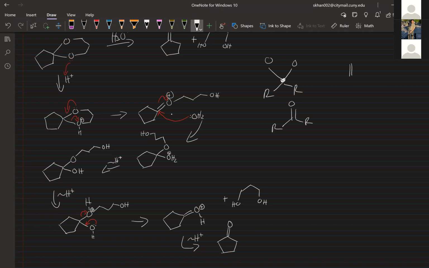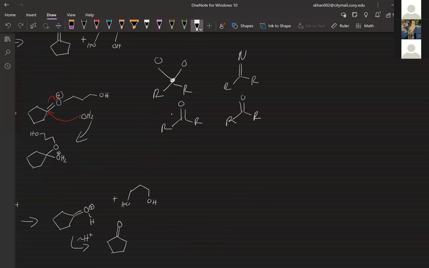You have an enamine, sorry, imine, same thing: R, original carbonyl, those R's. What other ones do we have here? We have enamines. Call this R for now. R. It looks like this.